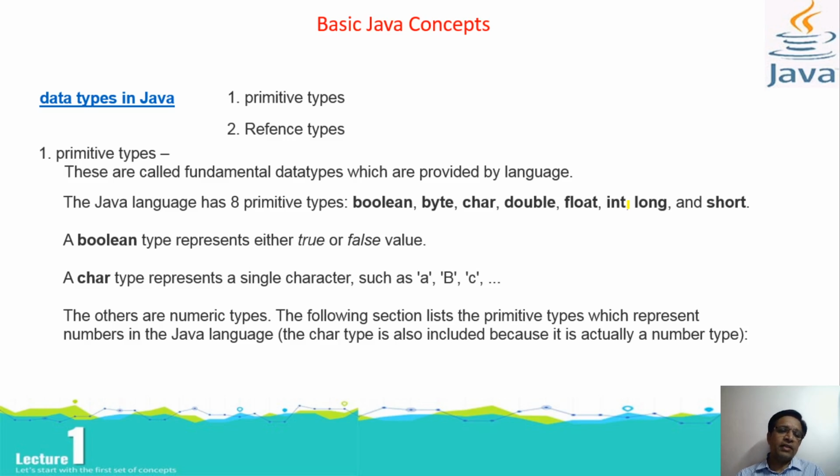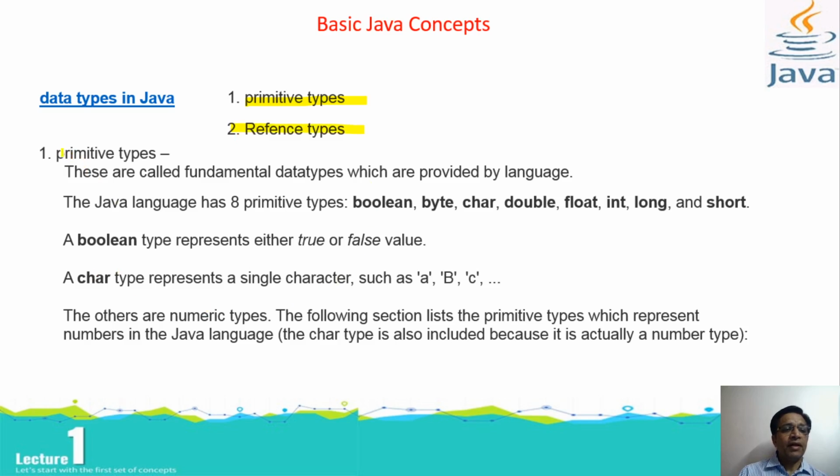So in Java, broadly, the data types. What are the data types? Data types are the means to specify the type of data and the associated functions that can be performed on the data. Data types are broadly classified into 2 categories: primitive data type and the reference data type, as I have shown here.